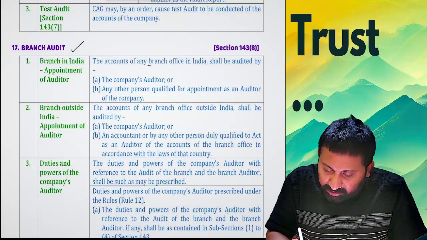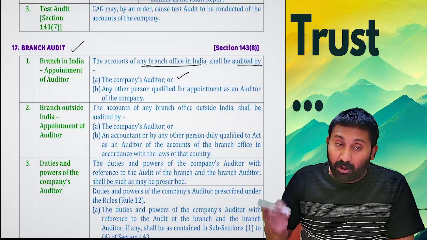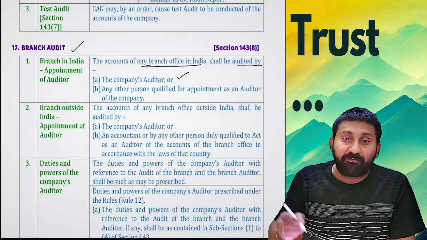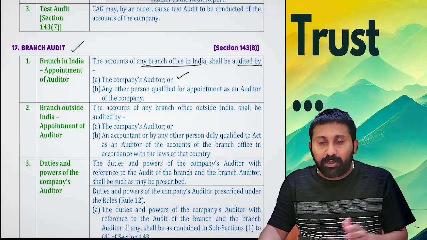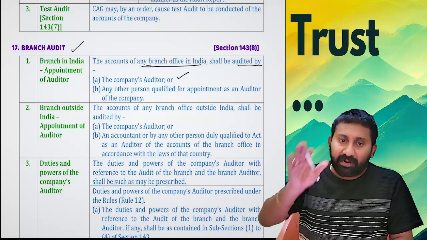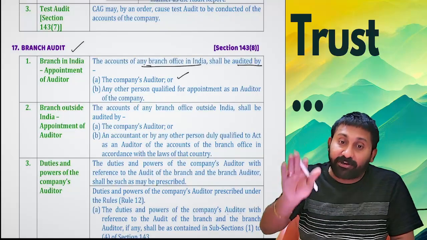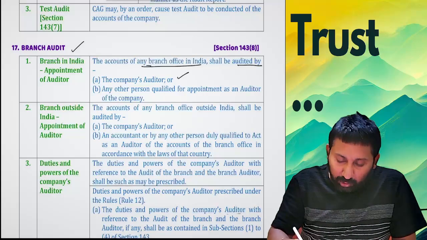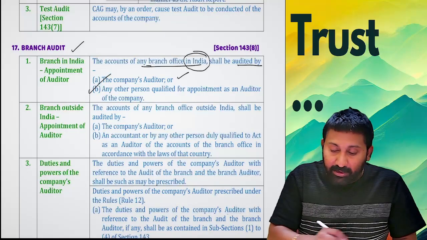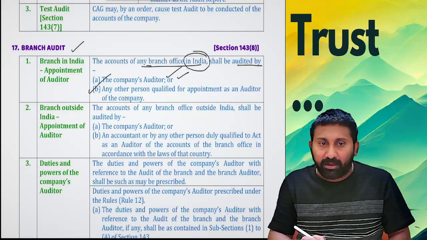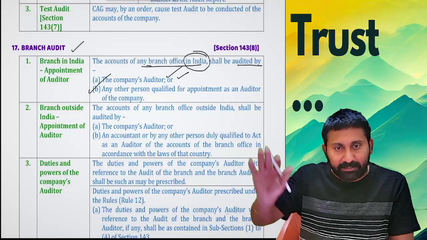The accounts of any branch office in India shall be audited by the company's auditor or any person qualified for appointment as auditor of the company. Means who is not disqualified, who is qualified, such a person. Either our main auditor has to audit the branch office or some other person who is qualified to become auditor of the company shall do the branch audit. So this is a branch within India. Either our company auditor will go and audit or some other person eligible to become the auditor will be appointed. That person will audit the branch.